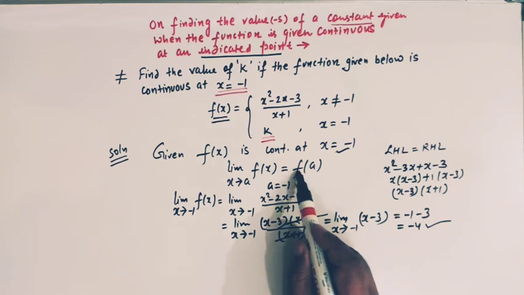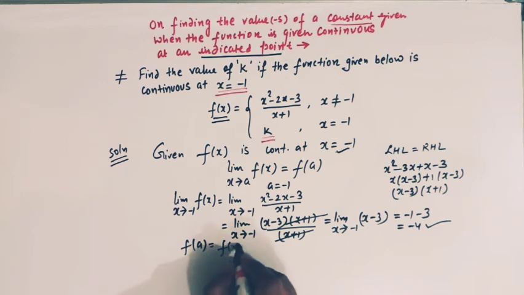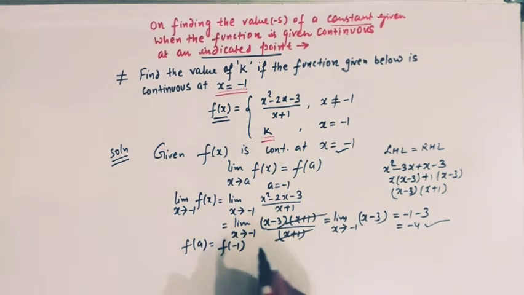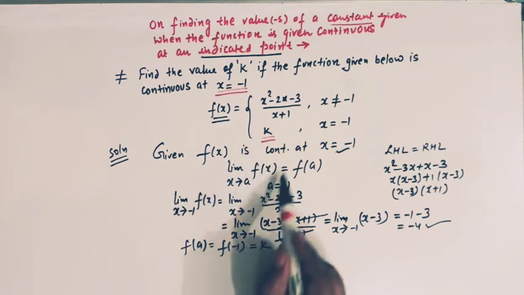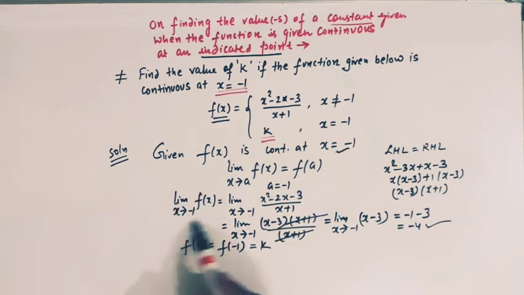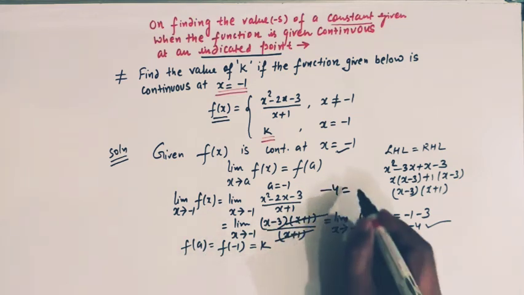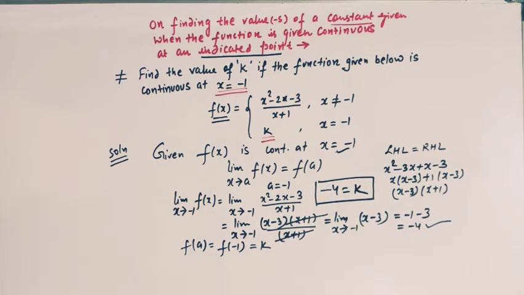Now f(a) is f(minus 1), and we are given f(minus 1) at x equal to minus 1. The function is given to be equal to k. So now the limit is equal to f(a), and this limit is equal to minus 4, and f(a) is k. So the value of k is minus 4. So this is how we solve this problem. Let us take some more problems.